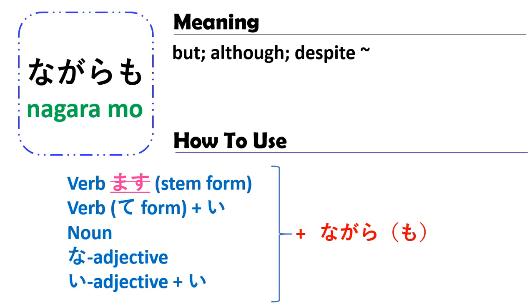And for the noun, you don't change anything, you can use it in that form, followed by ながらも. And for adjectives, you can use both the な-adjective and the い-adjective. Nothing changes for either of them, and after that, you follow with ながらも. The も is written in brackets, so that means sometimes you don't need to use も. Sometimes you just say ながら, but sometimes you can use ながらも. It depends on you and the situation you are talking about.